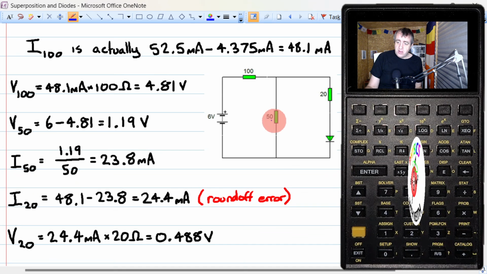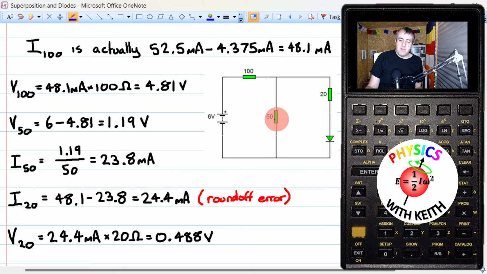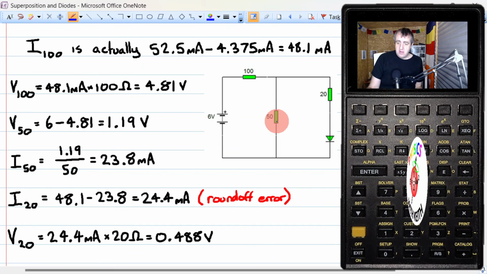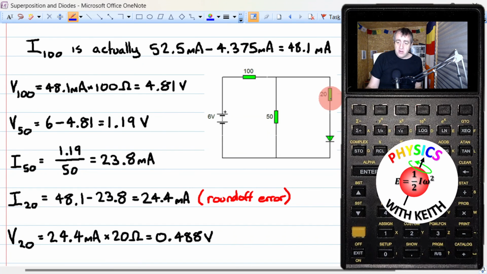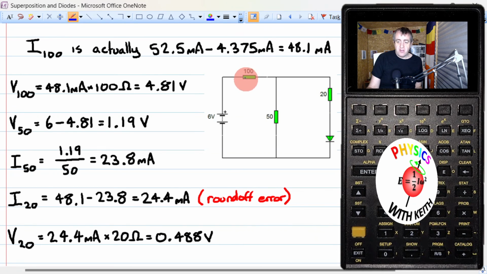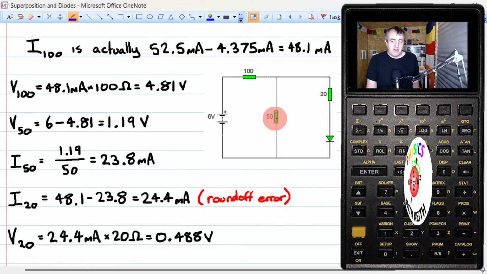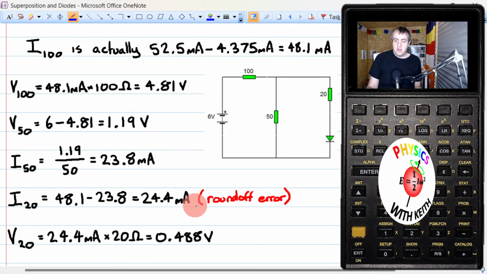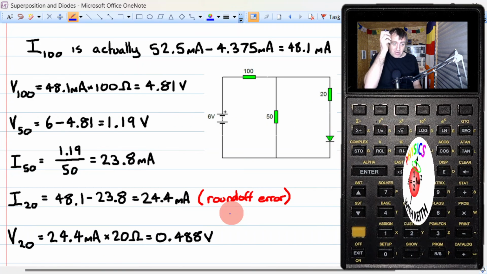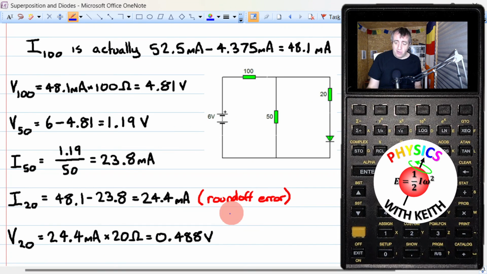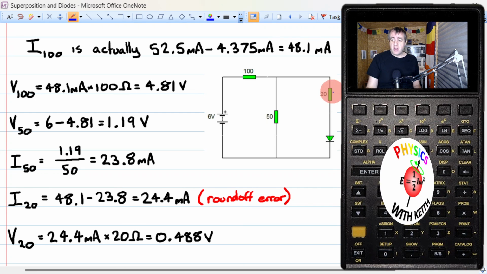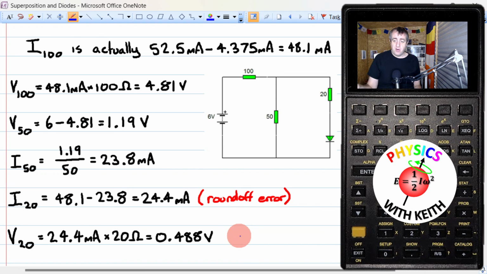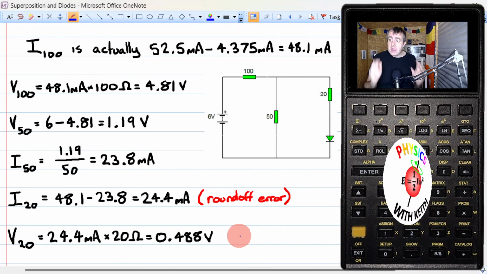So then we know the current through this particular resistor here is going to be V divided by R, which is 23.8 milliamps, exactly what we had before. So then the current through this one, using Kirchhoff's first law, is going to be the current through the 100 ohm resistor, subtract the current through the 50 ohm resistor. So what's left is the current through the 20 ohm resistor. 24.4 milliamps again. There's our round off error, but that's exactly what we got before. And now we know what the current is through this resistor, just multiply it by its resistance to get the potential difference across it. 0.488 volts, which is exactly what we had before.